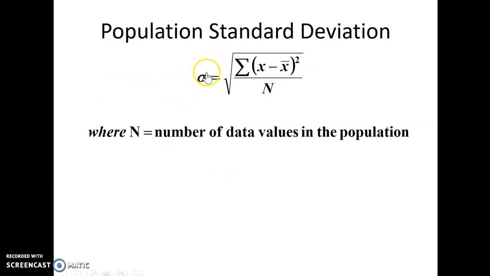Then we also have a population standard deviation. If you're calculating it by hand, everything's the same except you're dividing by capital N, not n minus 1. So standard deviation S equals the sample standard deviation.